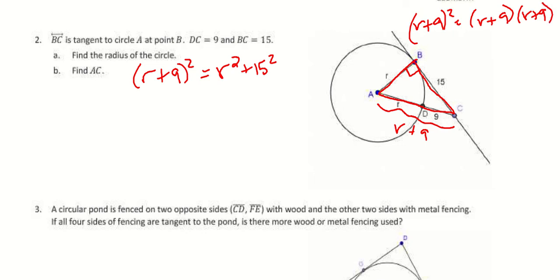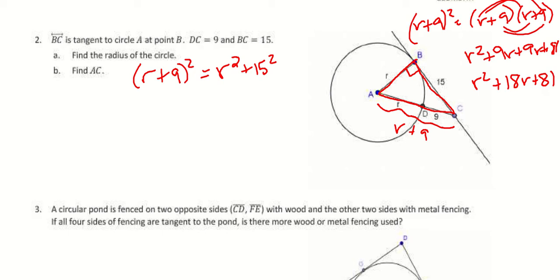So it's distribute: r squared plus 9r plus another 9r plus 9 squared, so plus 81. So r squared, 2 times 9 times r, so plus 18r plus 81. This is what this equals.